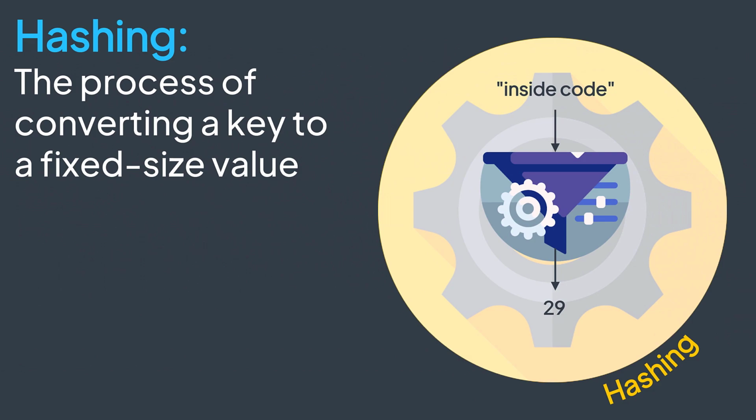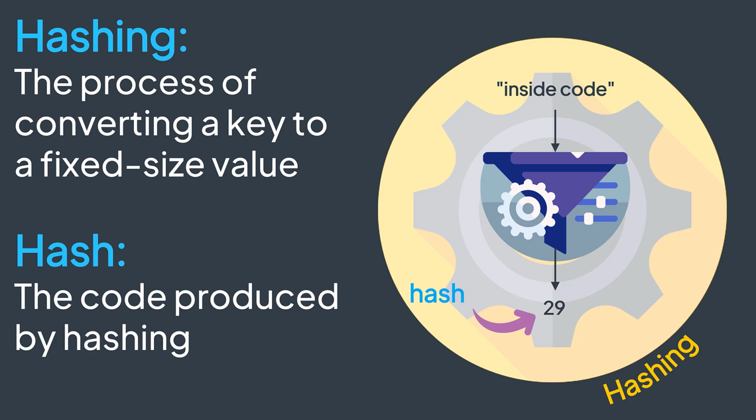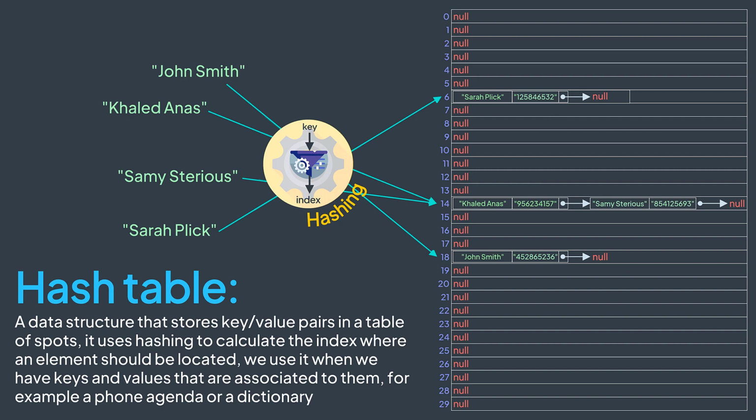First, we have hashing, the process of converting a key to a fixed size value. We have the hash, the code that is produced by the hashing process. We also have the hash table, a data structure that stores key value pairs in a table of spots. It uses hashing to calculate the index where an element should be located. We use it when we have keys and values that are associated to them. For example, a phone agenda or a dictionary.